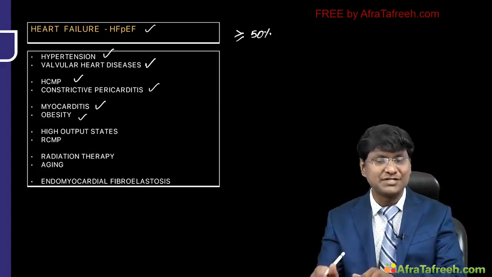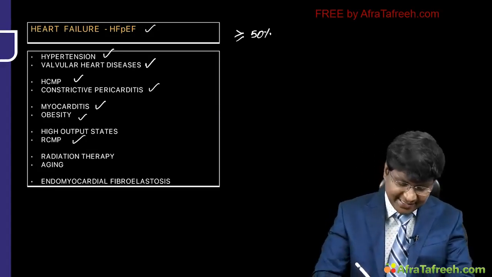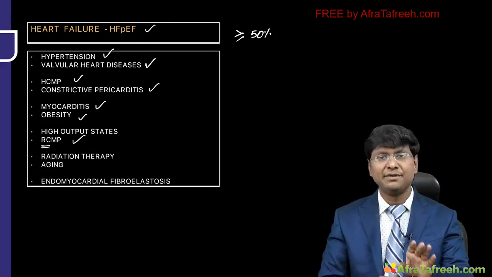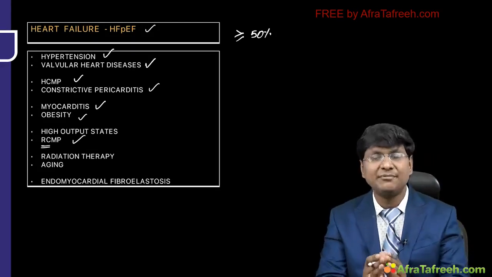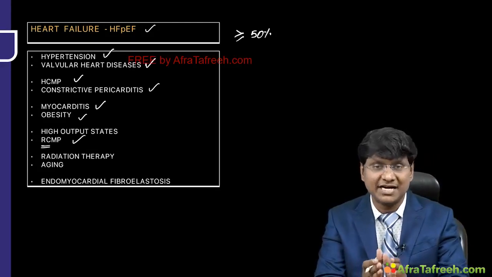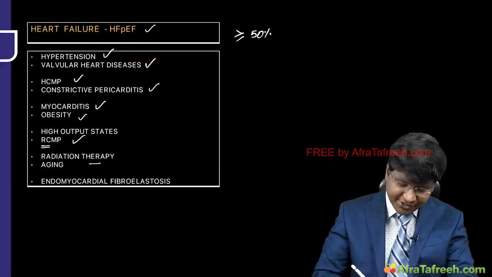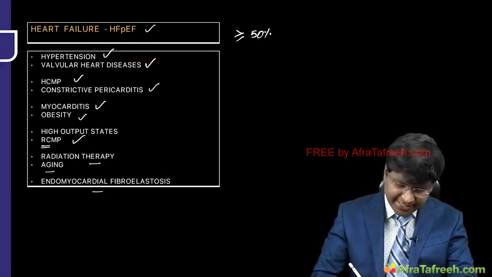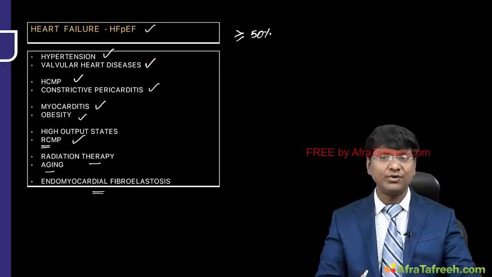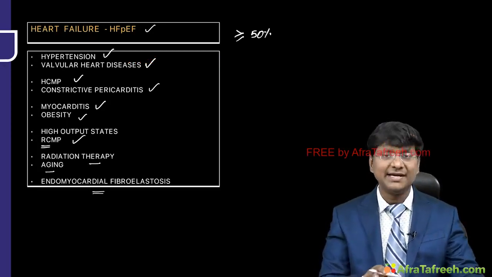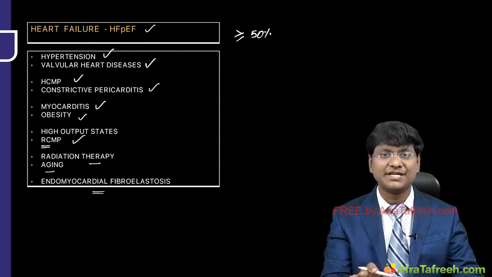What are those high output states? I'll discuss that in detail. Then RCMP stands for restrictive cardiomyopathy. So remember, restrictive cardiomyopathy and hypertrophic cardiomyopathy will cause heart failure with preserved ejection fraction, whereas dilated cardiomyopathy will cause heart failure with reduced ejection fraction. Then radiation therapy, aging, as well as endomyocardial fibroelastosis. These are the etiologies that will cause heart failure with preserved ejection fraction.